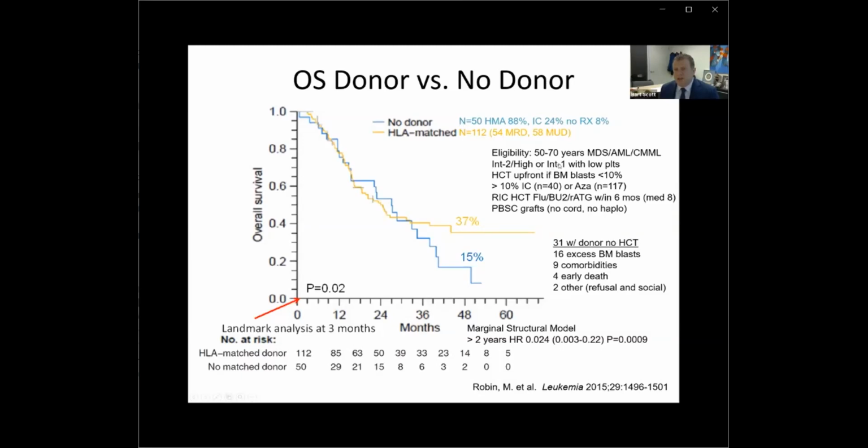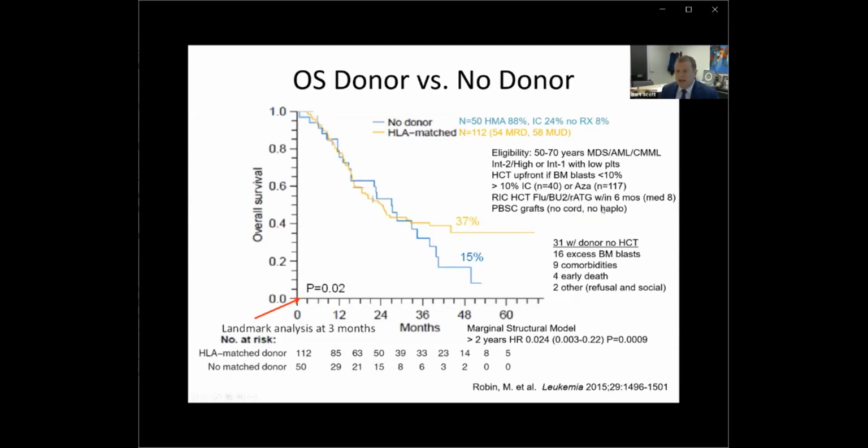Now, you had to have higher risk disease in order to be eligible. It did include a variety of different disorders, MDS, AML, and CMML. If the blast count in the marrow was less than 10%, then you went straight to transplant. But if not, they gave you some type of cytoreductive treatment before transplant. And there are slides later on in my talk that discuss this in greater detail. All patients received a reduced intensity conditioning transplant. And all patients received peripheral blood stem cells, no cord, no haplodonors.